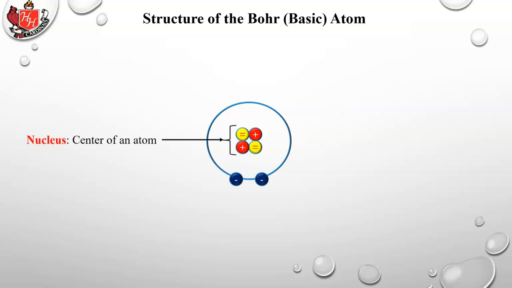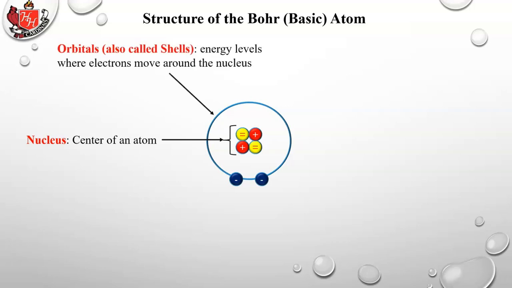Okay, so here's an atom, a basic model of an atom. It's the old school model that was invented 100 years ago. So it has orbitals. Orbitals, also called shells, are energy levels where electrons move around the nucleus. Okay, they're not actually a thing, they are just a space around the atom.